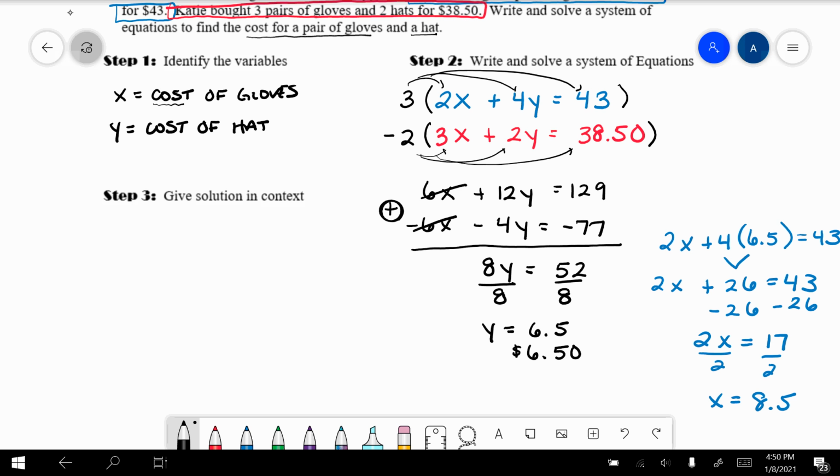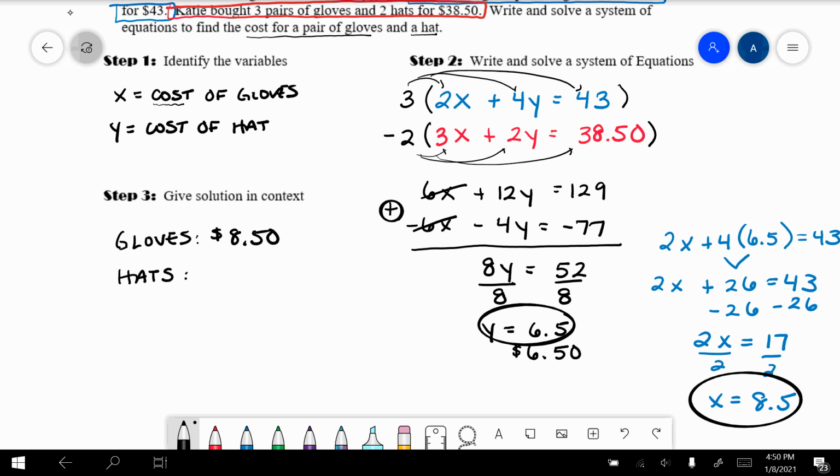So when I go back over this, remember we are assigning x to be the cost of gloves. So we would say that the gloves cost $8.50. Again, that's what it means to give your answer in context. It explains a little bit better what your answer means instead of just saying y equals 6.5. What this means is the hats cost $6.50.